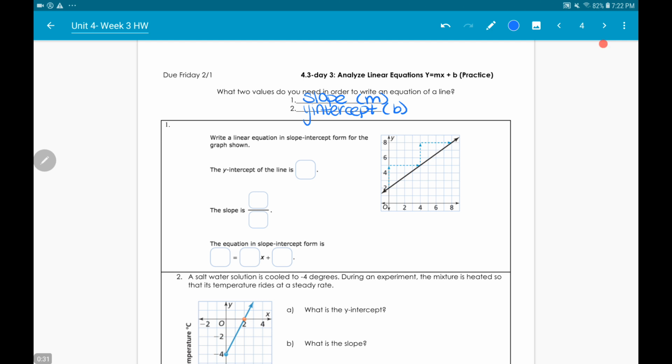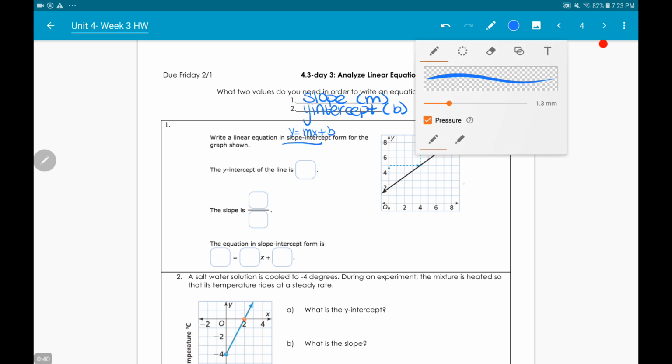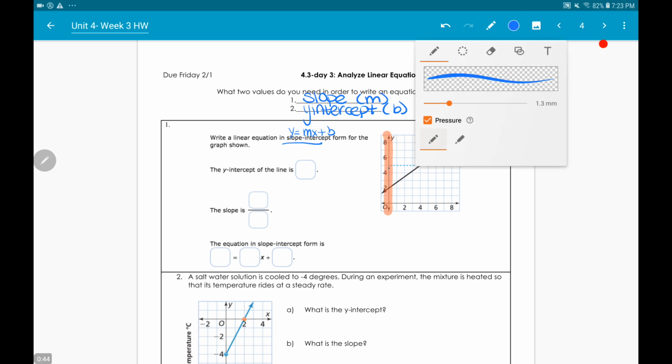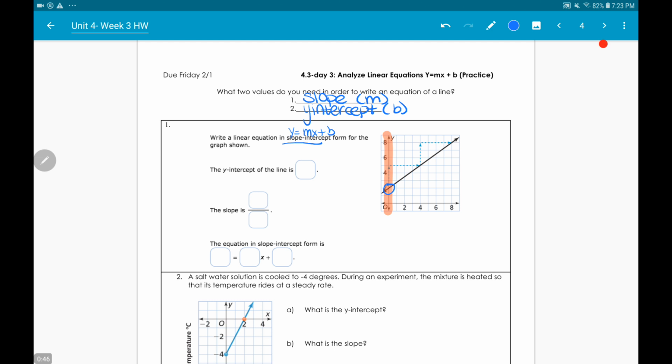They want us to write the equation in slope-intercept form. That means y equals mx plus b. Alright, so the first thing we need to find is the y-intercept. I take a look on my y-axis, and I'm going to go ahead and circle that coordinate. So the y-intercept of the line comes from the coordinate (0, 2). So that means the y-intercept is just the 2.